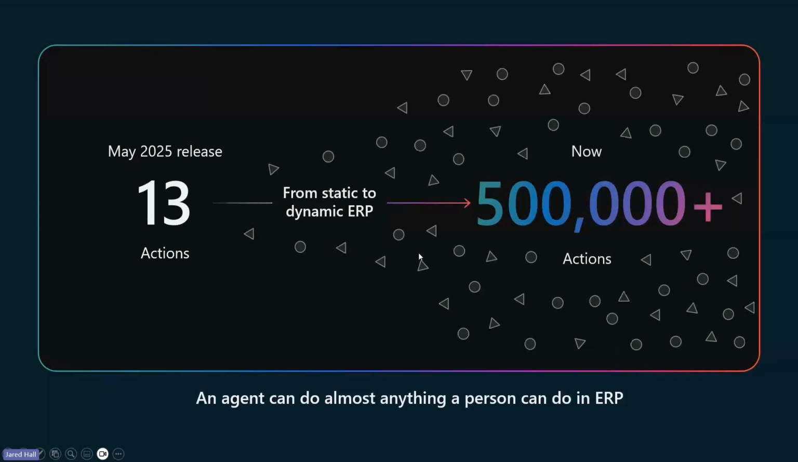we're moving from our May 2025 release that had 13 actions and opening that up to a dynamic ERP MCP server that enables well over 500,000 operations, opening up essentially the entire application to be able to have agents interact with that business functionality, opening up the data and business logic of the applications. So the key point is that an agent can do almost, there are a few exceptions that are documented in our public documentation, but almost anything that a human with that same security role can do in the ERP.